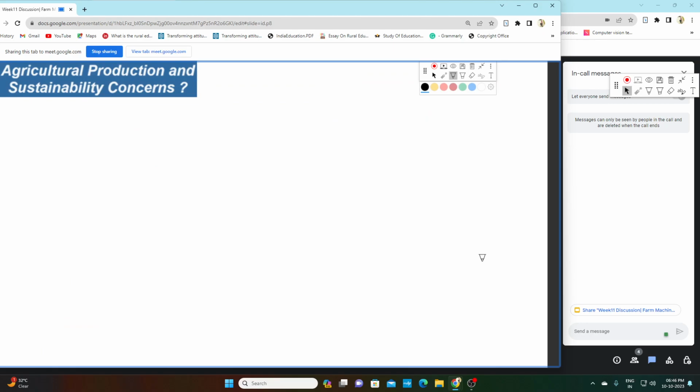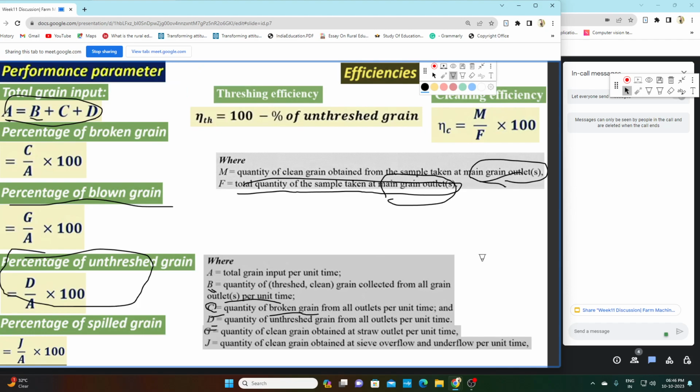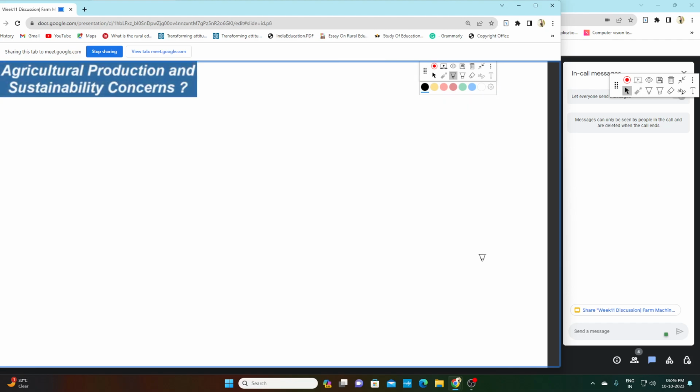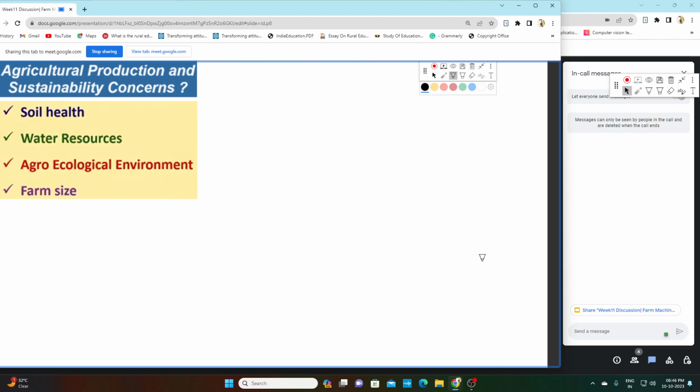Now, agricultural production and sustainability concern. We have finished the threshing part. Now we will see agricultural production and sustainability concern. In our traditional farm machinery operation, there are some sustainability concerns. What are they? One is soil health, second is water resources, third is agroecological environment, and fourth is farm size. So these are the four sustainability concerns that we have in our traditional farm machinery operation.